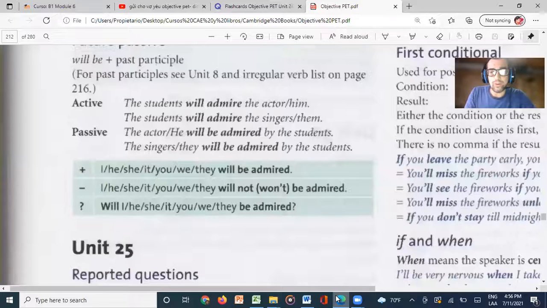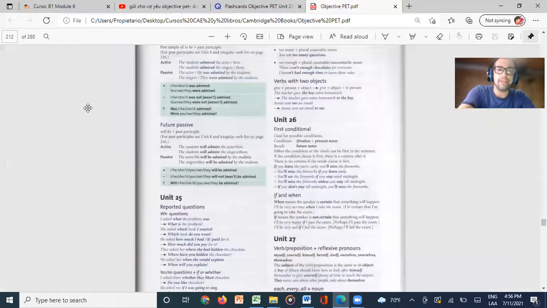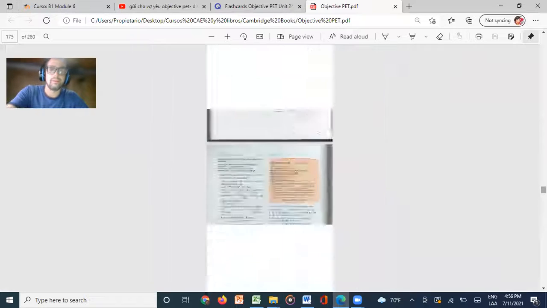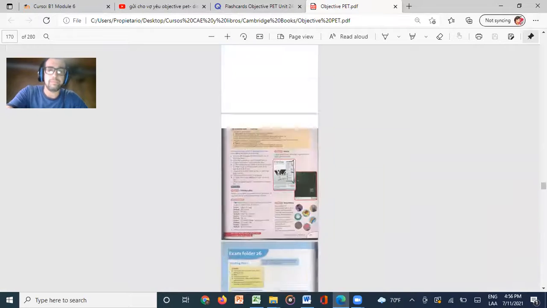So going back to our lesson, let's go very quick then to lesson 24. Just a moment.